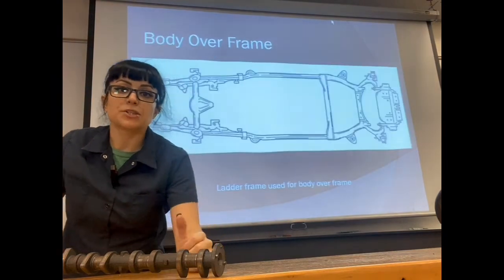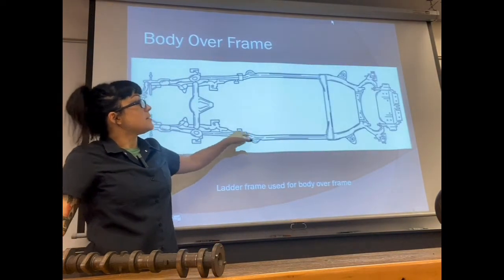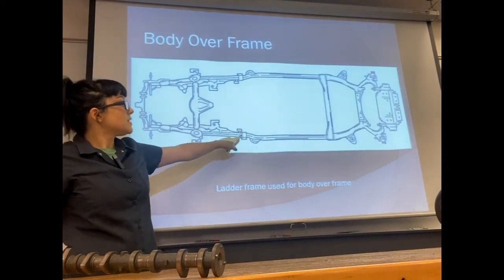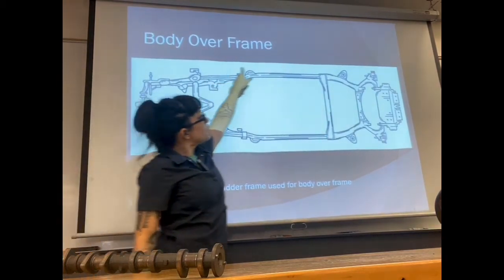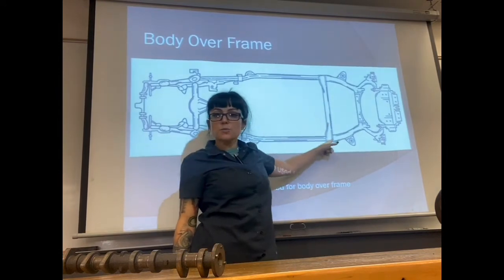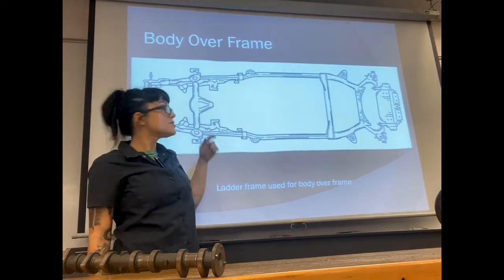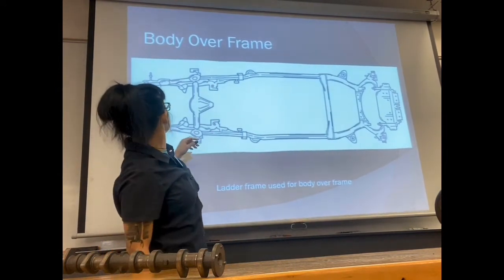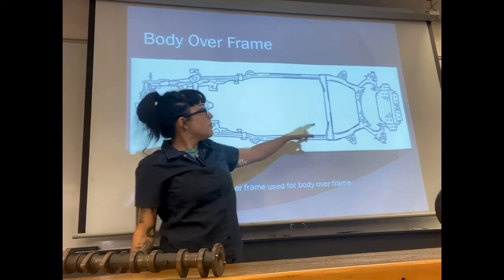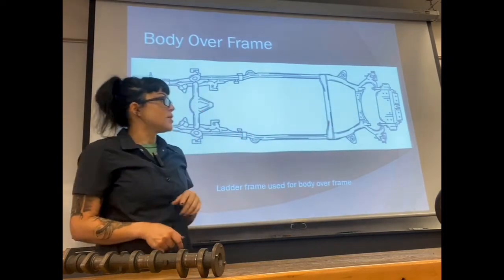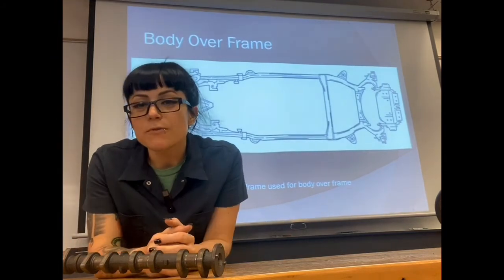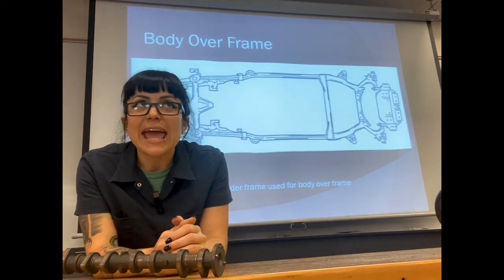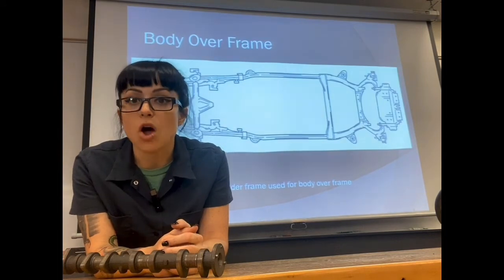I've got another picture here. Here's a type of ladder frame. This is a solid sort of ladder frame design. We've got these cross pieces here, what we call cross members. This actually looks sort of like a solid axle back here, but these cross pieces are cross members, and this is all to keep the frame nice and rigid. Body over frame is a very heavy duty, strong design.